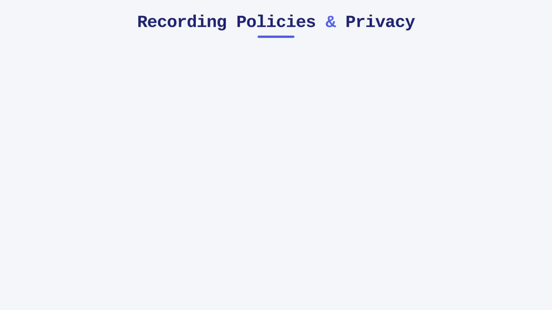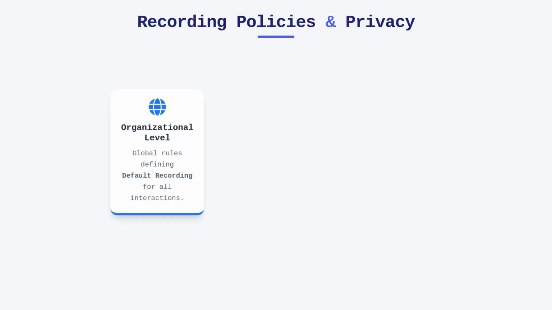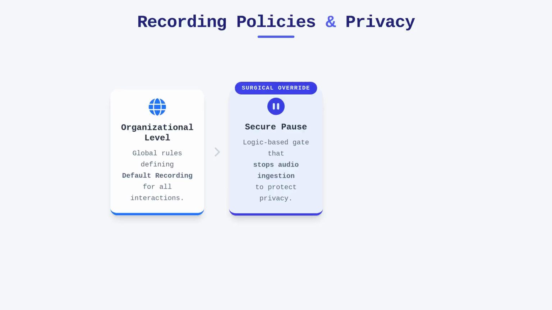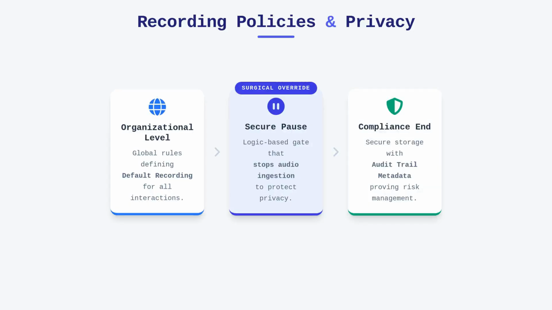When considering the relationship between recording policies and privacy, we must look at how these configurations interact with the broader compliance ecosystem. Recording policies are defined at the organizational level and determine whether an interaction is recorded by default, yet the secure pause serves as a surgical override to those global rules. When a secure pause is active, the recording metadata should reflect that the pause occurred, ensuring that auditors can verify that the system was instructed to hide specific segments of the audio. This creates an audit trail that proves to stakeholders that the organization is actively managing its risk exposure.